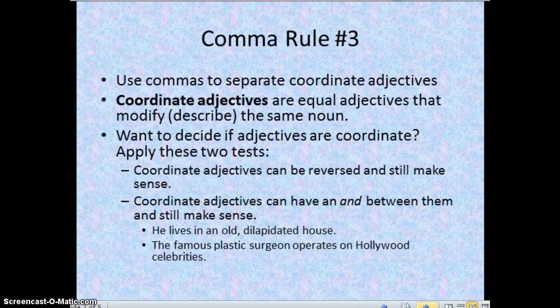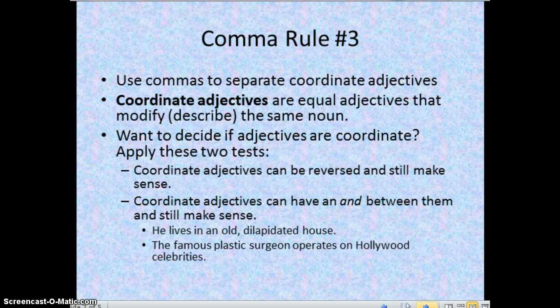Now, we've not talked about coordinate adjectives, but you can look at the words and figure out what coordinate adjectives means. So again, coordinate means they match, right? Like I said in one of the other PowerPoints, sometimes girls make sure their purse matches their outfit. They want to coordinate, make sure they're the same. So coordinate adjectives are equal adjectives that modify, which means describe, the same noun.